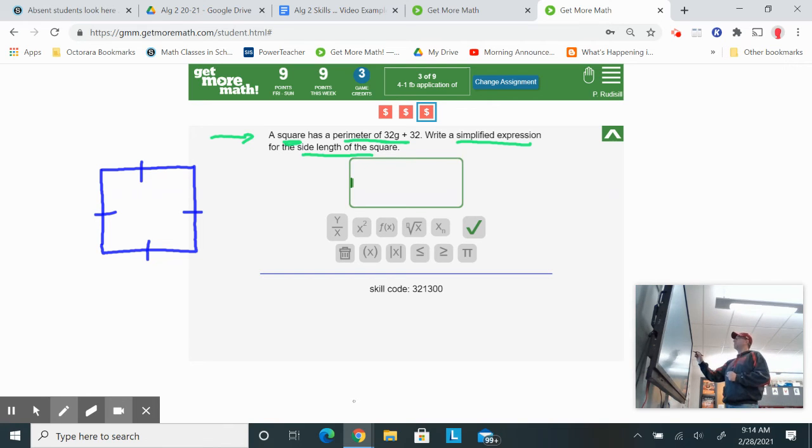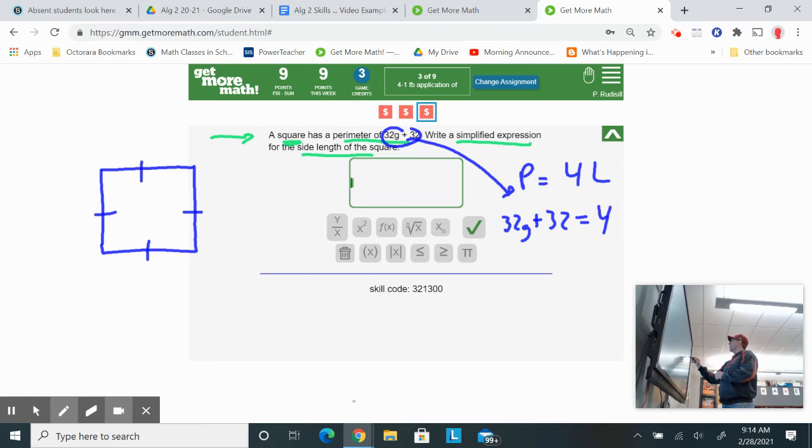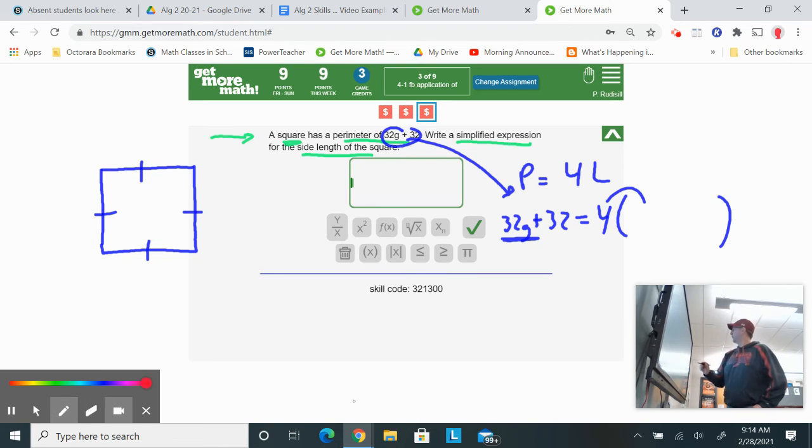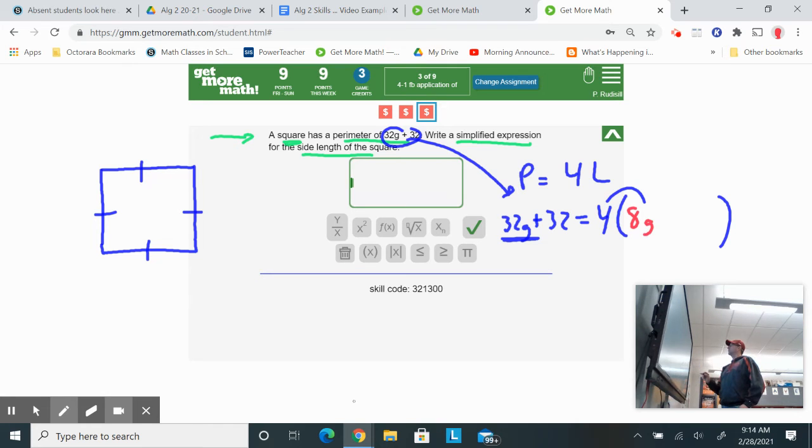You just think to yourself, well, to find the perimeter, I just take 4 times the length of one of the sides, okay? So I do know the perimeter, so I put that in where the P is, 32g plus 32 equals 4 times, but I don't know the length, so here's what I do, a little thinking. 4 times what would give me 32g? That would be 8g. That would give me the first term. 4 times what would give me the 32? That would be an 8.